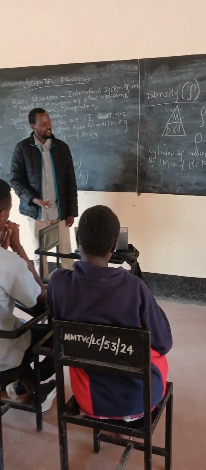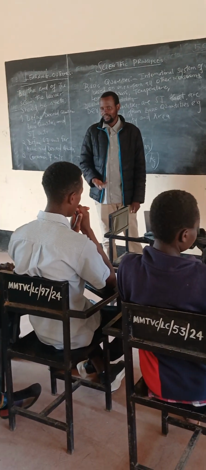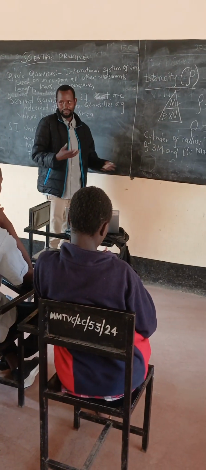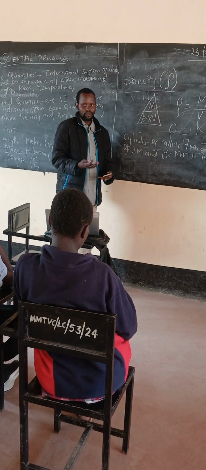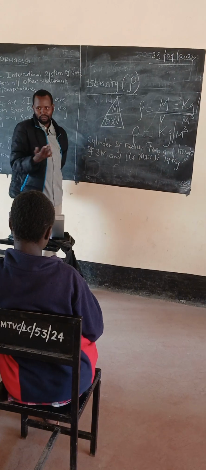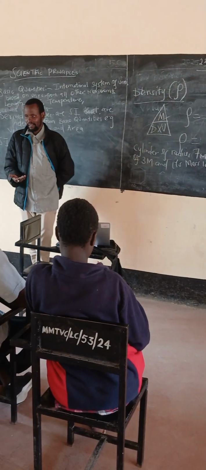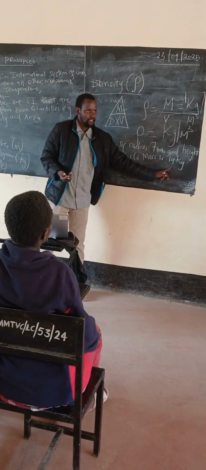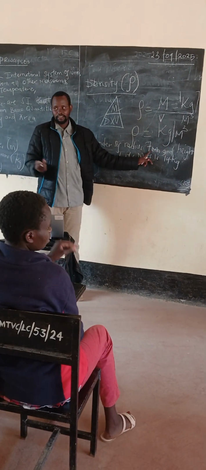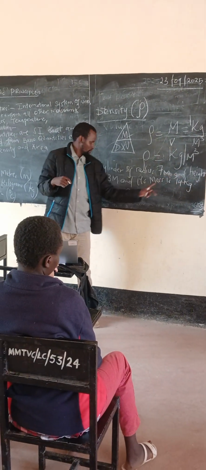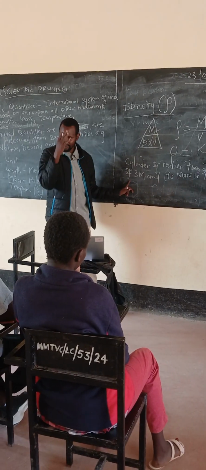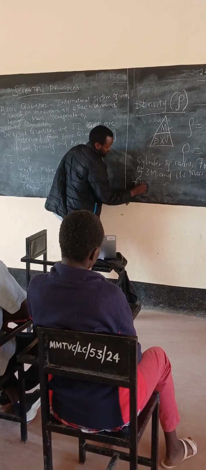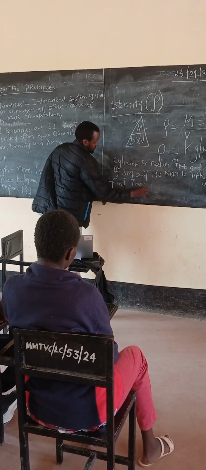Sasa mass ni uzito, sawa? It's like weight, but weight and mass are different. So mass ni uzito. So that mass, when you measure the mass of that cylinder, it is 14 kilograms. And the radius of that cylinder is 7 meters. And the height of that cylinder is 3 meters. You are being told to find the density.